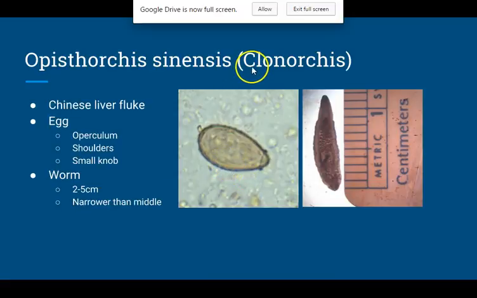Okay, so this one used to be Clonorchis sinensis, but they changed the name in the past like 2 years to Opisthorchis.